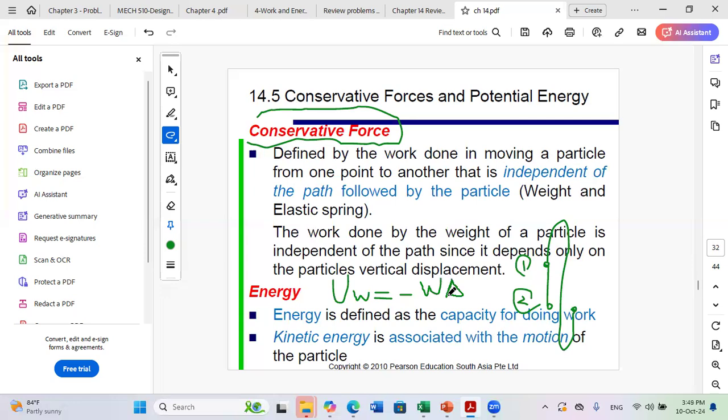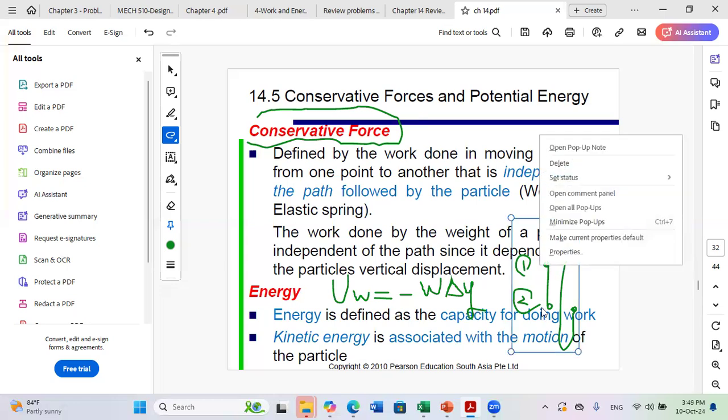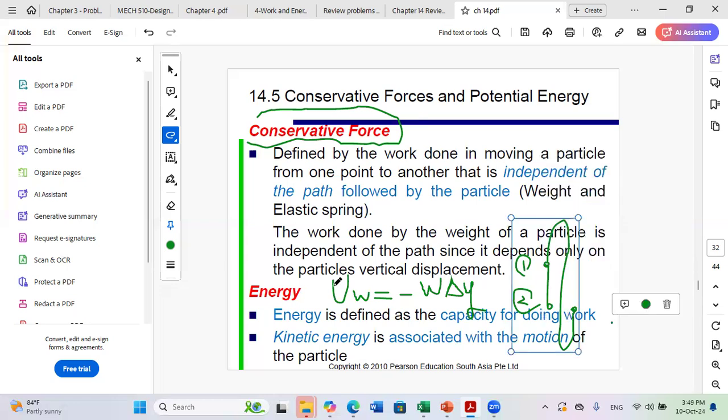Okay, so we just care for Y2 minus Y1. As long as the initial position is the same and the final position is the same, the work will be the same. This is a conservative force. This means that we are not losing energy with displacement. If we start from the same point and end at the same point, whatever the path of motion, we will end up with the same work. Okay, so how can we justify this?